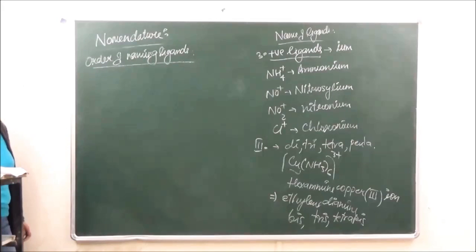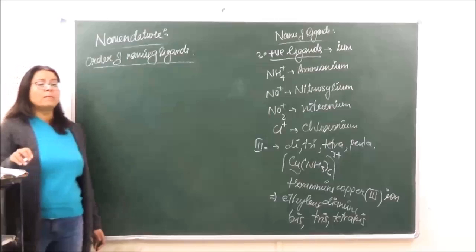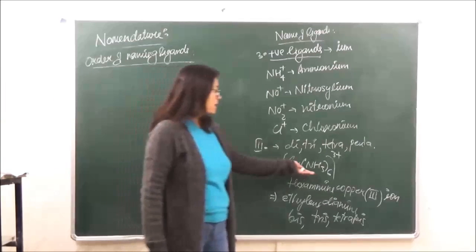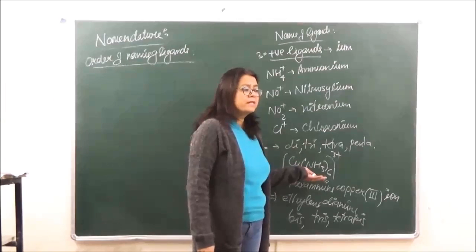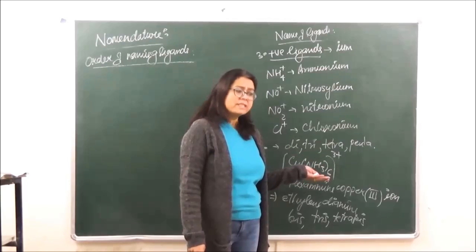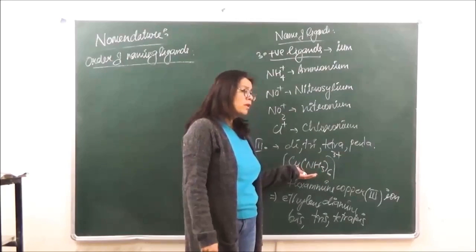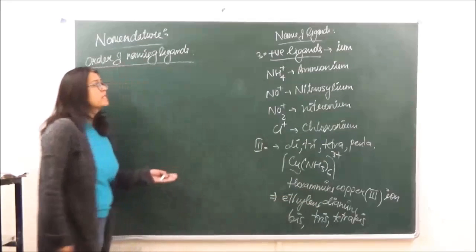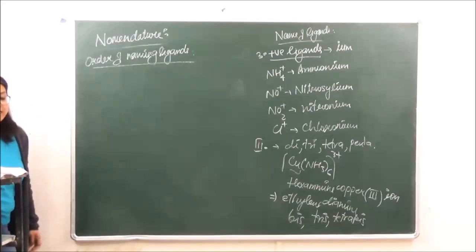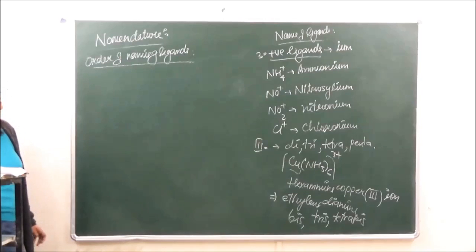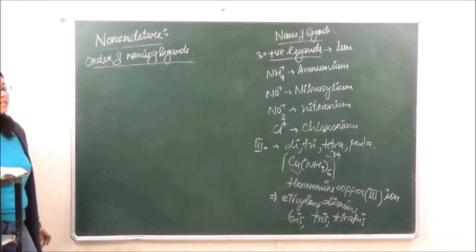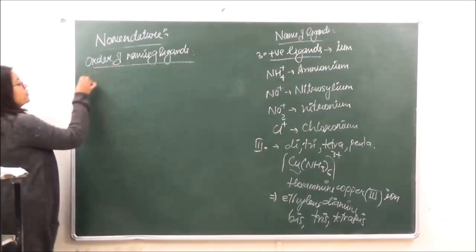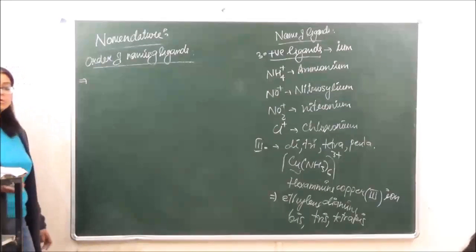Naming the ligands. If we have homoleptic complexes, as we have already studied, the ligands are going to be the same. So if it is homoleptic, then this is what we are using. But if we have heteroleptic complexes, in which more than one kind of ligand is present, then we are going to name the ligands according to the following rules.